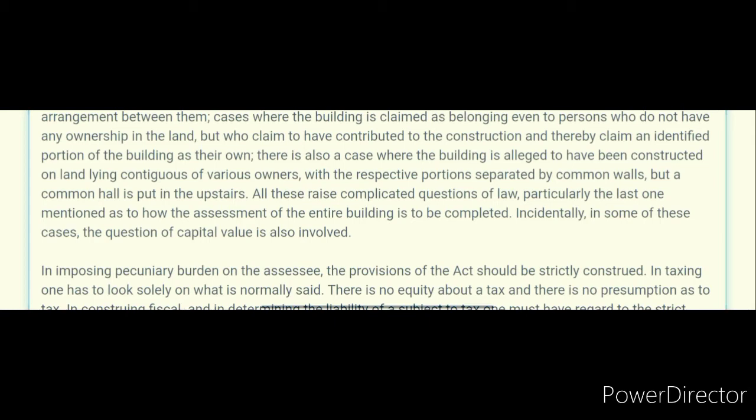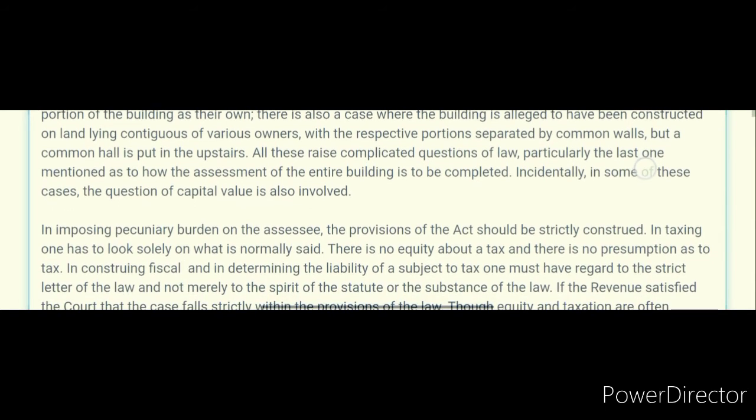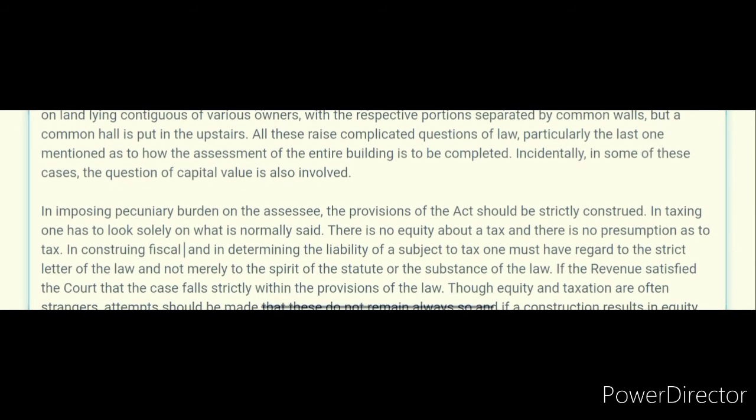There is also a case where the building is alleged to have been constructed on land lying contiguous of various owners with the respective portions separated by common walls, but a common hall is put in the upstairs. All these raise complicated questions of law, particularly the last one mentioned, as to how the assessment of the entire building is to be completed. Incidentally, in some of these cases, the question of capital value is also involved.